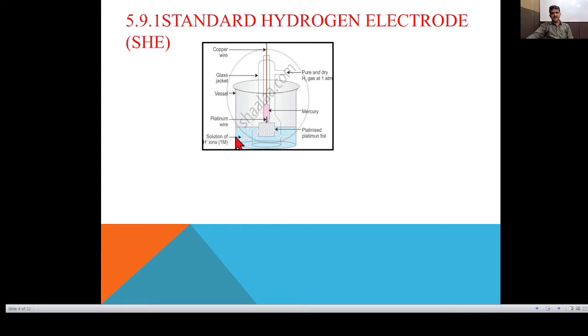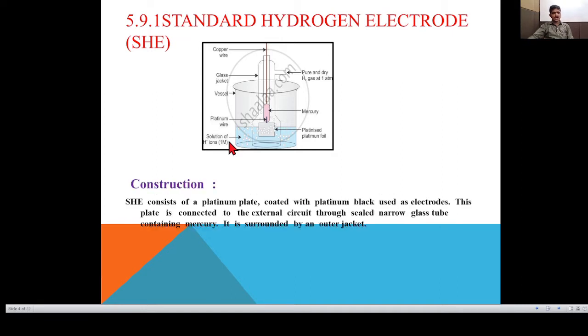This question is asked in exams: draw and sketch a labelled diagram of SHE, for 1 mark. And what is SHE? Pure and dry hydrogen gas at 1 atmospheric pressure is bubbled around a platinum plate which is immersed in 1 molar H+ ion solution.